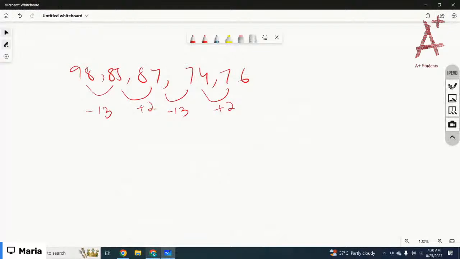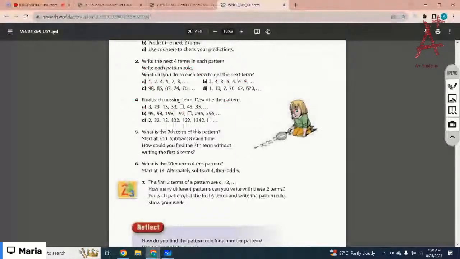So for the next number you have to subtract 13, right? So 76 minus 13 is 63, and then you have to add 2, that would be 65, right? Okay, let's start with question number 5. You can do the D part by yourself, right?